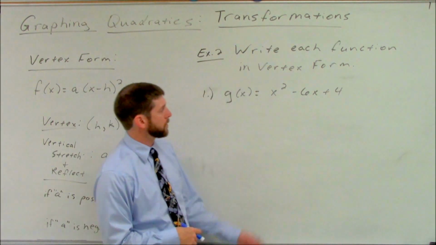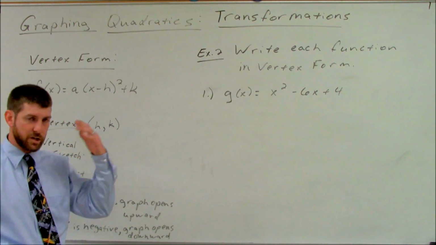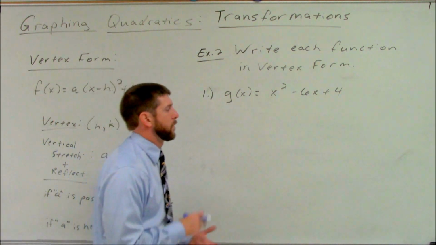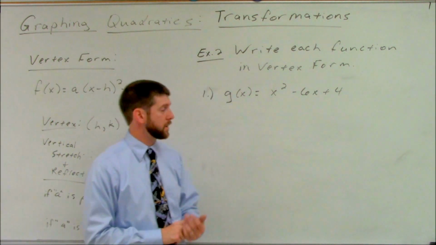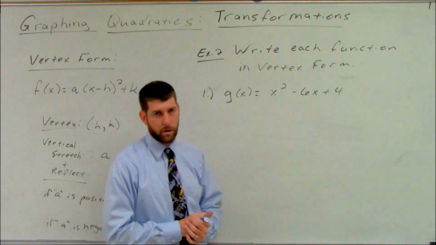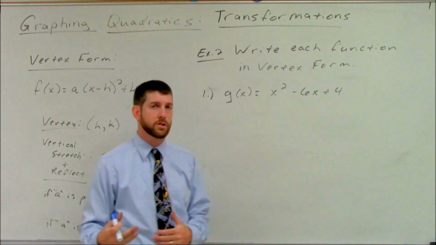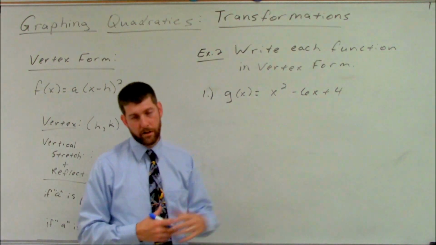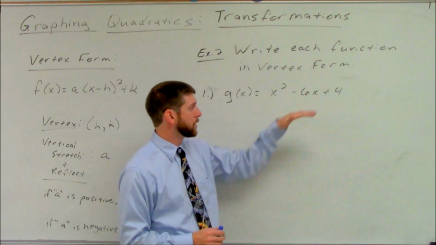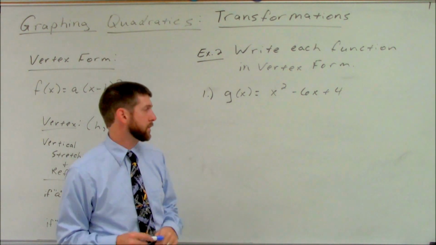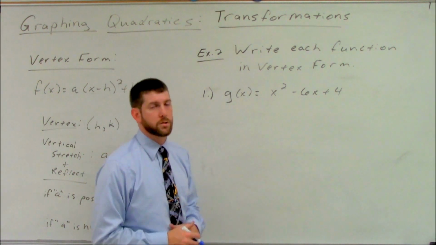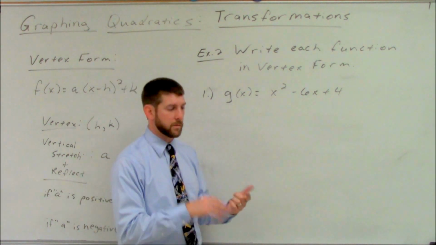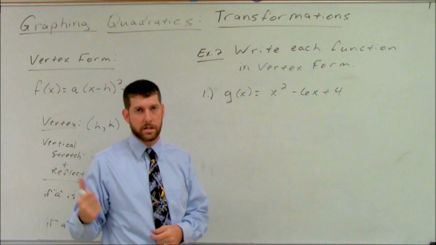So to get from standard form into vertex form, there's actually two techniques. I'll show you one of them in this lecture. The next lecture where we talk about vertex and intercepts graphing, then I'll show you the other technique for being able to get it into vertex form. But right now, let's just use completing the square. So completing the square, we know the first step is get all your constants to the other side.